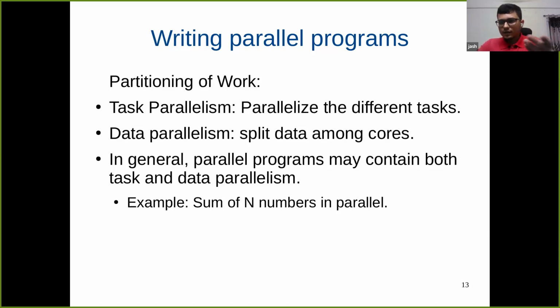So let's say you have a 10 core CPU. What naturally you want to do is find the parallelism in your code, right? And make use of those 10 cores to divide the task among them. So that is what the partitioning of work is. You can partition the work based on two criteria: one is task parallelism and second is data parallelism. Task parallelism is nothing but parallelizing the different tasks, and data parallelism is splitting the data among the groups. So let me give an example so that it can be more clear.